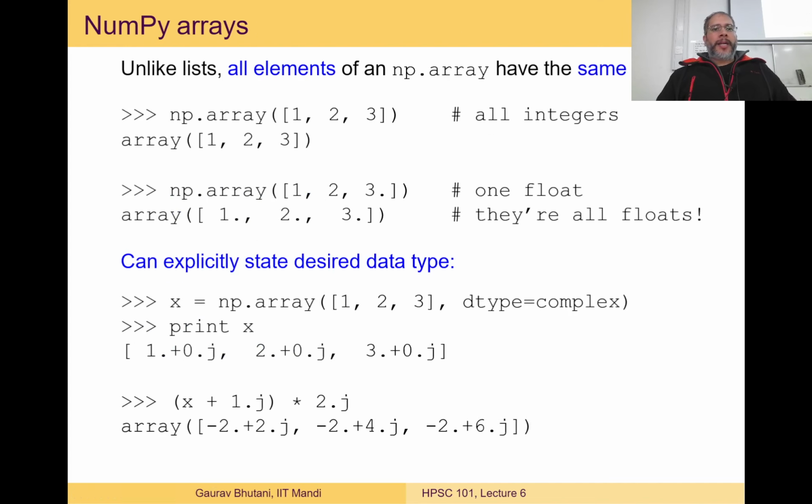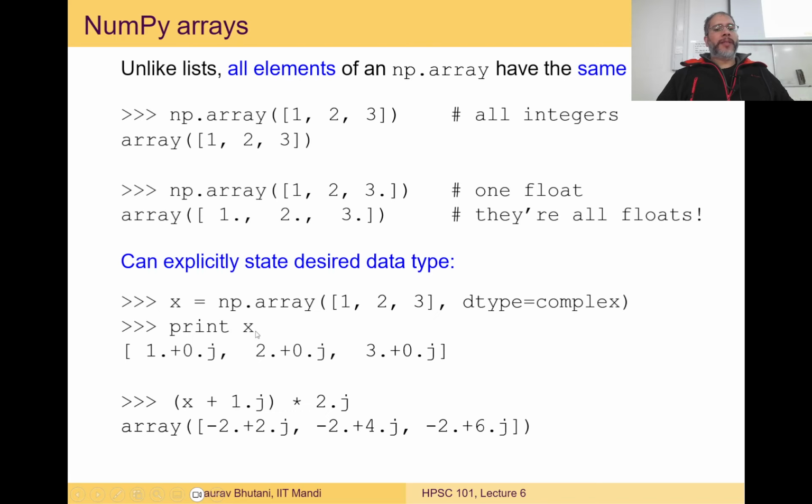As I said, unlike lists, all elements of an np.array will be homogeneous, so they'll have the same type. It will convert to the most general type that it can. You can also explicitly specify the type. So if I say np.array and then I specify a list, I can then specify the data type. For example, in this case we are saying complex. So it converts everything to complex numbers.